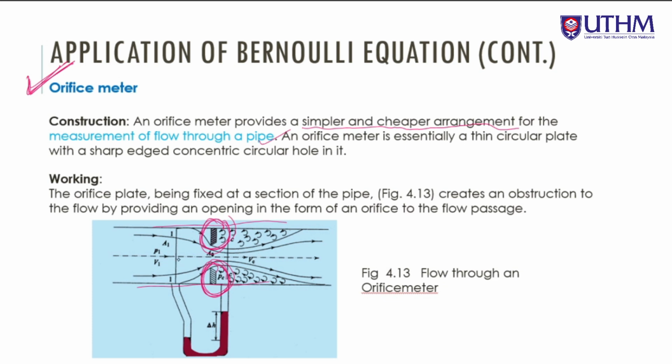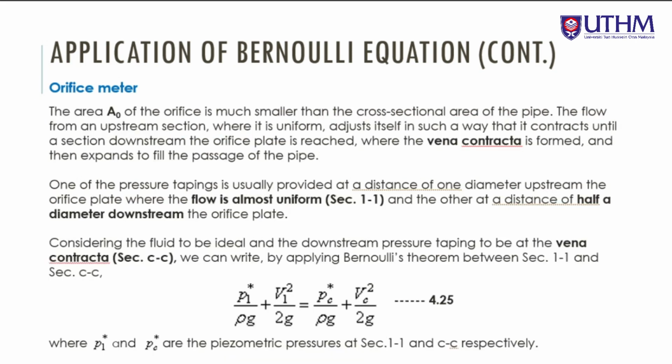And how does it work? The orifice plate being fixed at a section of the pipe, as we see in this figure, creates an obstruction by providing an opening in the form of an orifice to the flow passage. When it creates this obstruction, the flow will deteriorate. Okay, this deterioration is what we will use to measure the flow for an orifice meter.